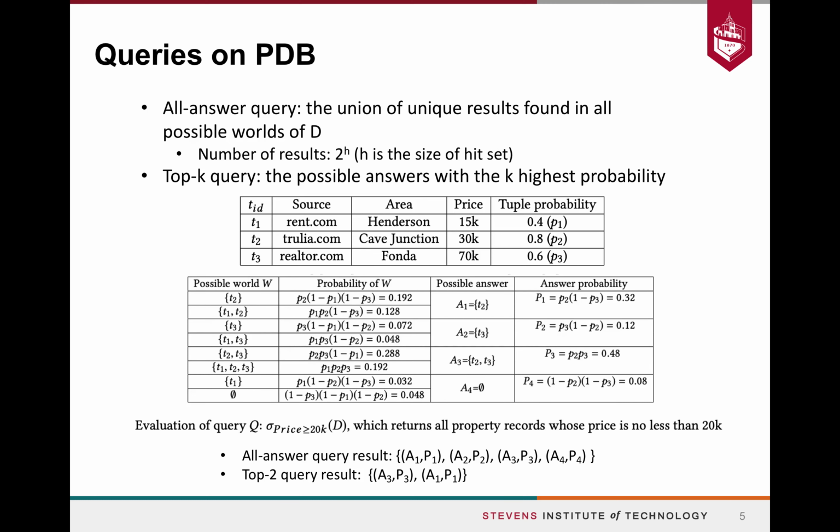The figure on the bottom shows the possible worlds and their corresponding probability. The all-answer query result will be A1, A2, A3, and A4, as well as their probability. But for the top-two query, the answers are A3 and A2 since they have the highest probability. And it's not too hard for us to find that the all-answer query results can be generated from the hit set, and the number of possible answers is exponential to the size of the hit set.